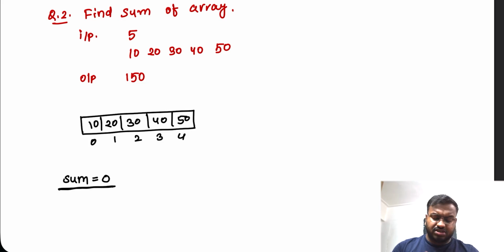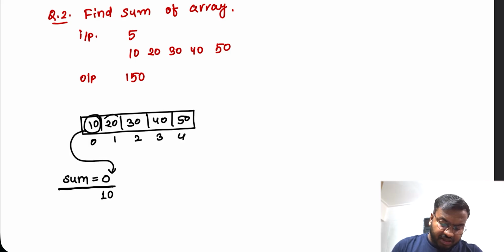Now just think about how you can find out the sum. If I take out the first element and add that into the sum, then my sum will become 10. Now I will take out the second element and add that into the sum. So my sum will become 20 plus 10, which is 30.